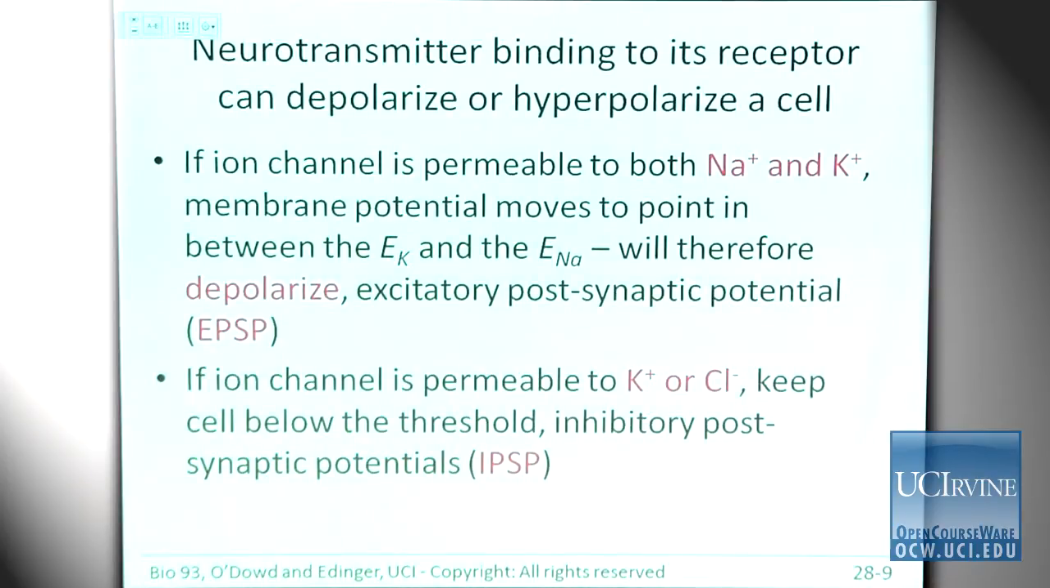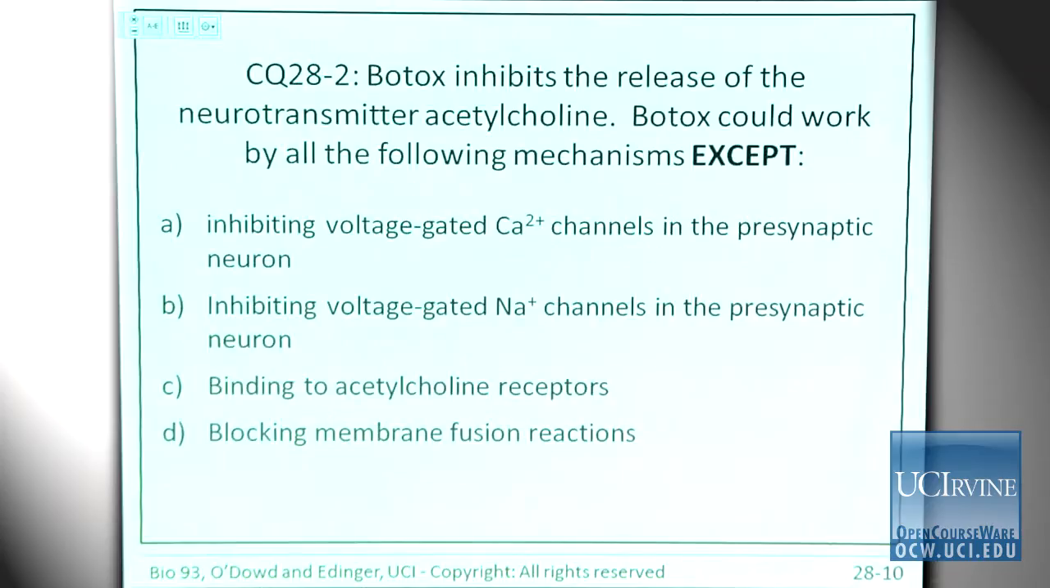On the other hand, if the ion channel is permeable to potassium selectively or to chloride, then it's going to help keep the cell below minus 55, and it's going to cause an inhibitory postsynaptic potential. So if you just increase permeability to potassium, like we talked about last time, then the membrane potential will go down towards minus 90. The cell will be hyperpolarized and farther away from the threshold for an action potential.